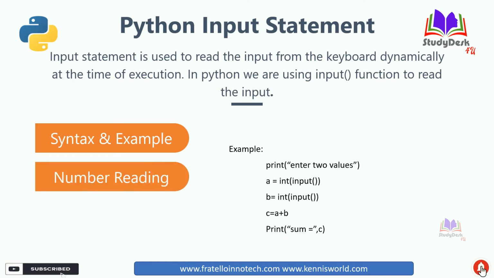And number reading: whenever you want to read a number, by default the Python input statement will read the data in the form of a string. Whenever you want to read integers or floats or text or anything, by default it will convert into string format. So whenever you want to do any kind of mathematical operations, you need to typecast into the respective numerical format. For that, we have inbuilt functions like int of, float of, like that. So if you consider the example here, print enter two values, a equal to int of input, b equal to int of input, c equal to a plus b. Now the output will be printed as a summation.